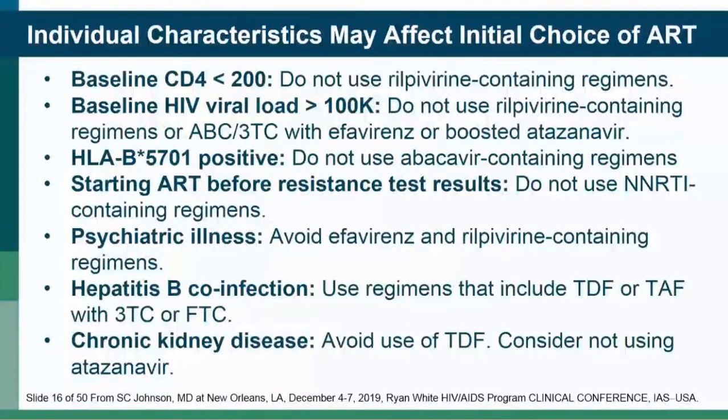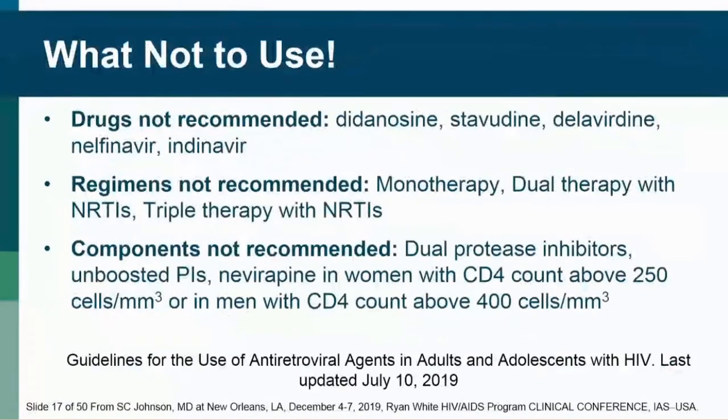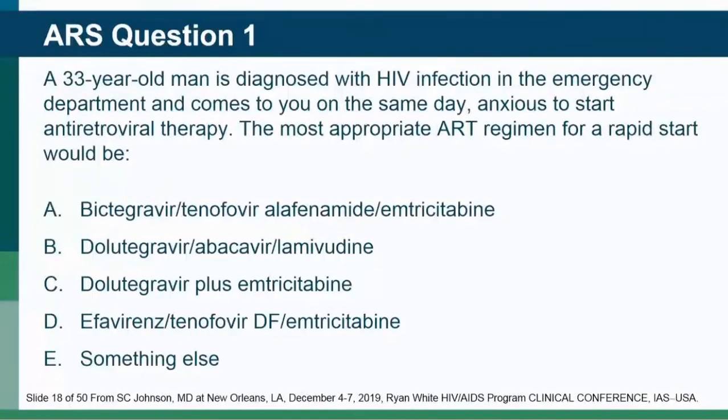And you can see here several other specific recommendations. I mentioned the issue of hepatitis B co-infection. There we need to use a combination of tenofovir, either formulation, with either 3TC or FTC in order to adequately control hepatitis B viral replication. The guidelines also have what not to use. I suspect that you won't get into this set of issues, but there are some drugs and approaches we've used in the past that have been well studied and are no longer recommended. All right, so let's move on, and we're going to talk about an ARS question.